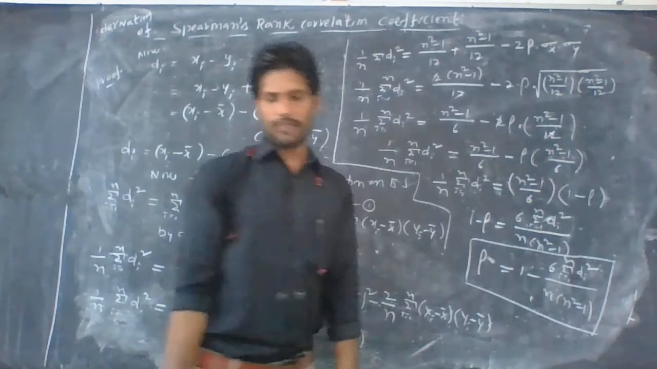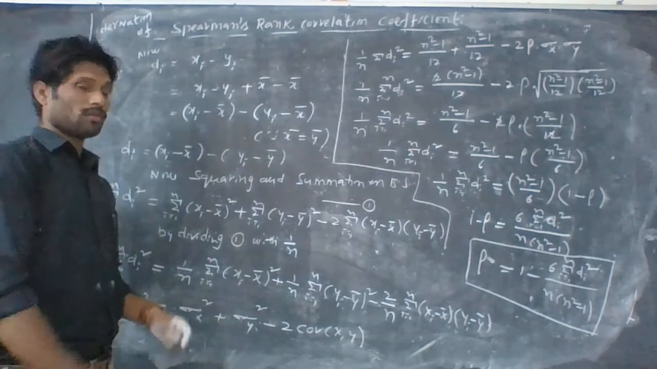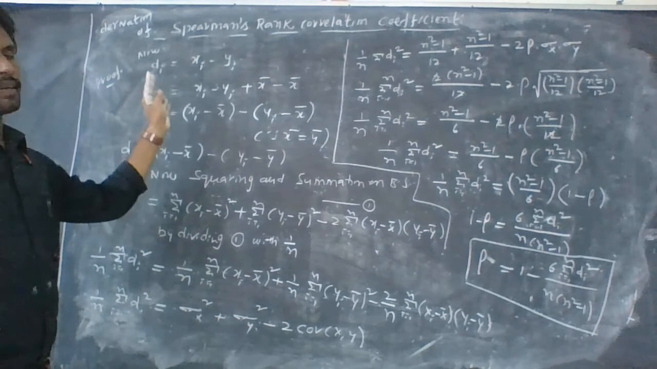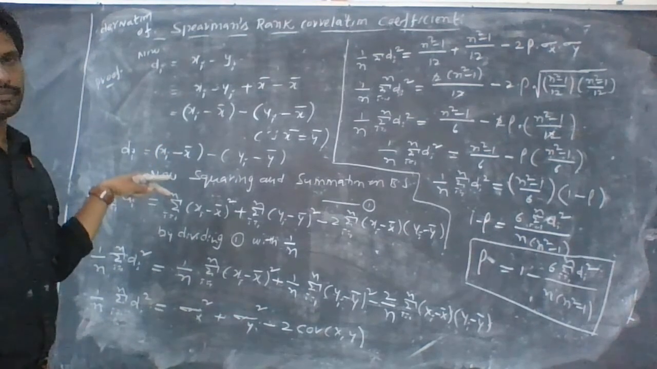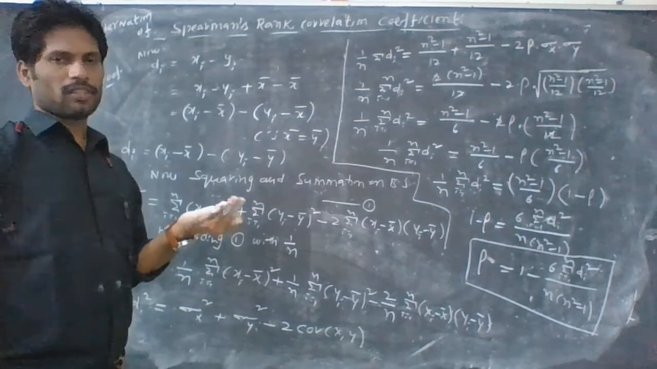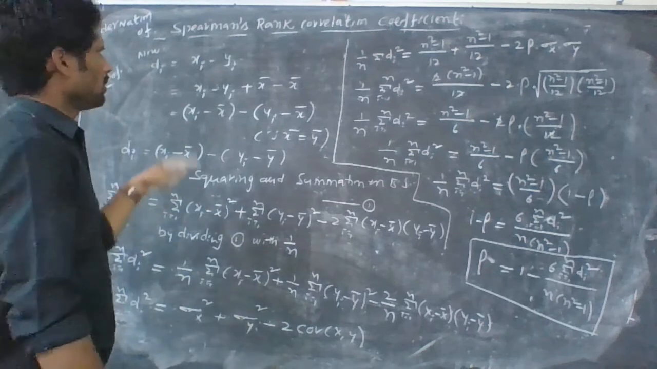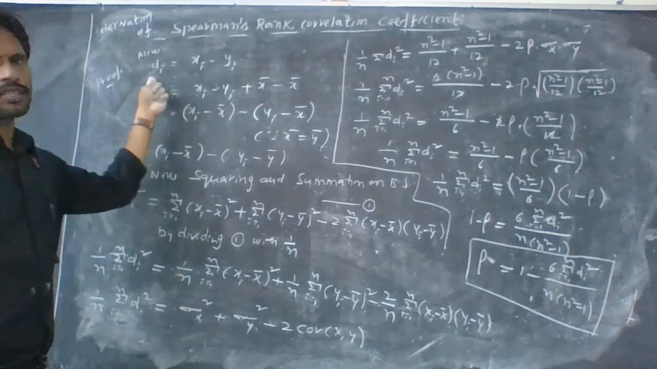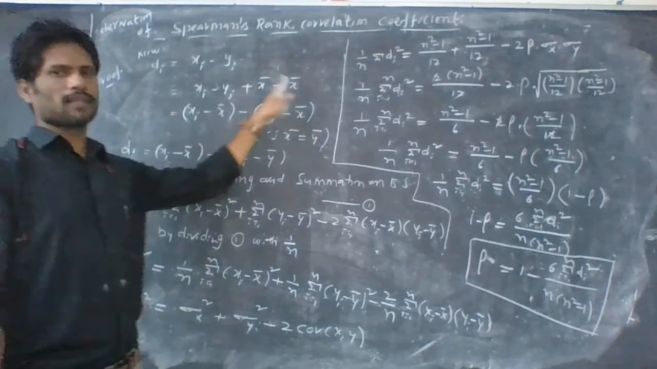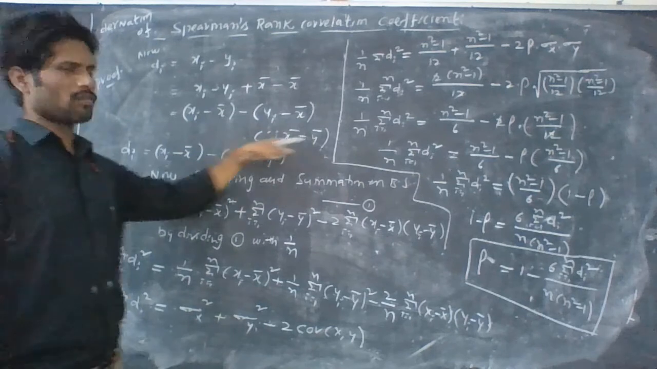That is the proof of Spearman's rank correlation coefficient. First, we take x and y as different variables, with x bar and y bar, variance of x, and variance of y. Using these values and the deviation part, where the deviation is xi minus yi, adding and subtracting, we use the relation x bar equal to y bar.